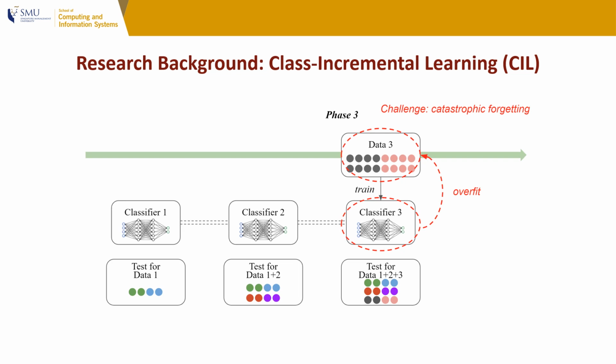One big challenge of class-incremental learning is catastrophic forgetting. Take phase 3 as an example. Because classifier 3 cannot access data 1 and 2, it will easily overfit to data 3 and lose the knowledge of data 1 and 2 during training. In the test stage, it shows low performance on data 1 and 2, and this phenomenon is called forgetting.